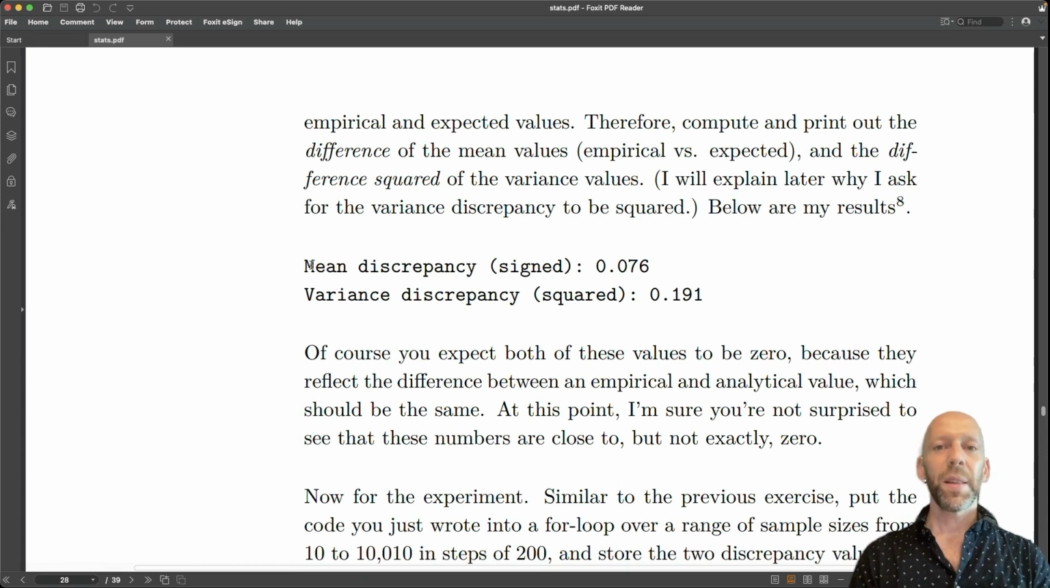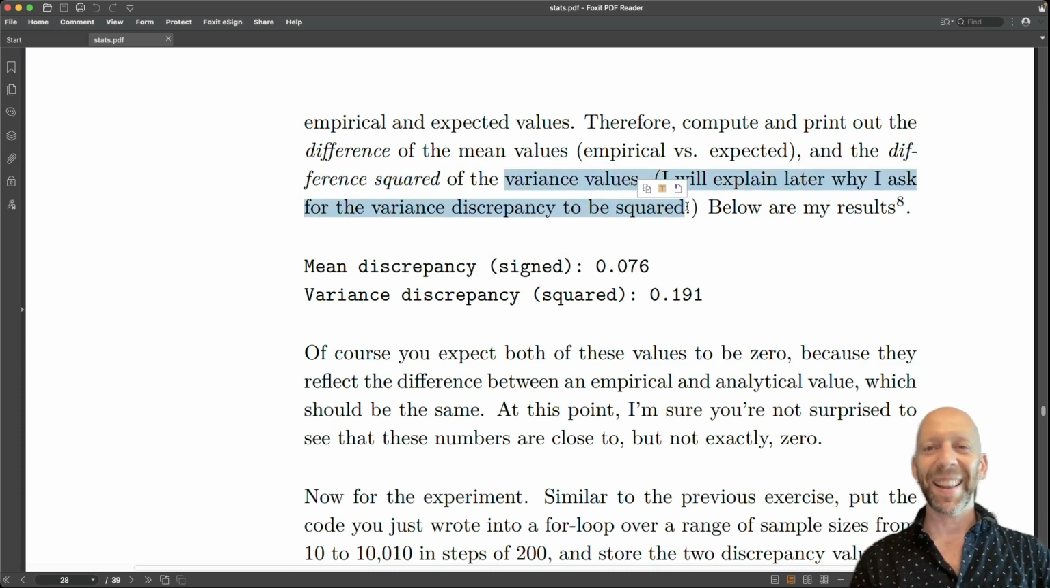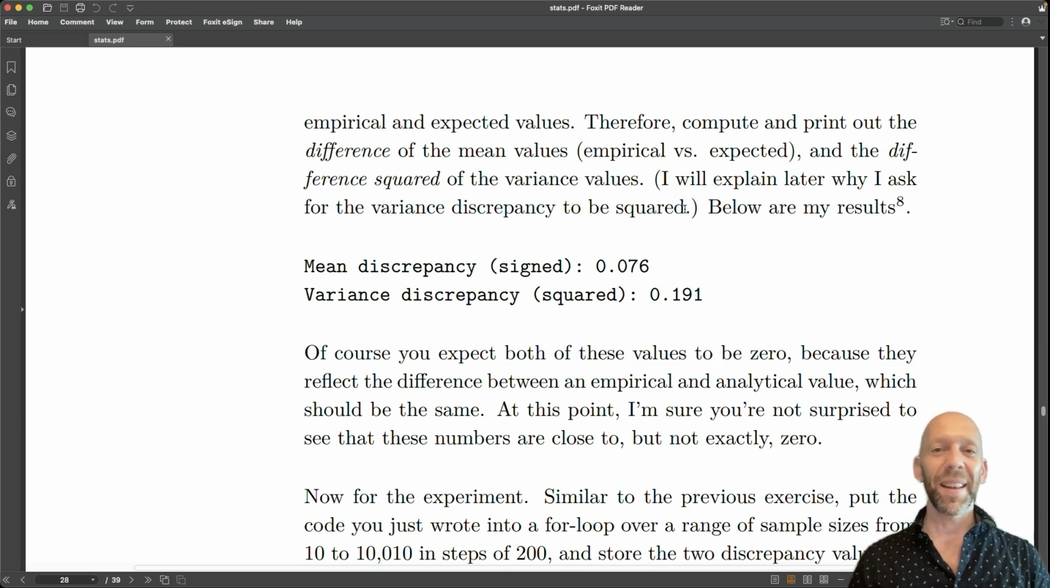So you can compute the discrepancy in terms of the difference in the mean values between the empirical and the expected, and the difference squared of the variance values. I will explain later why I square the discrepancy for variance, but keep the signed discrepancy for the mean. You won't be surprised that these values are not exactly zero, but we just want to write some code and confirm that at least the empirical and analytic values are pretty close, qualitatively speaking. They're relatively close to each other.